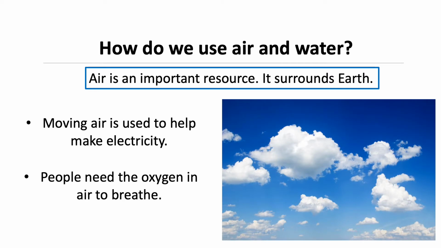How do we use air and water? Air is an important resource. Air surrounds Earth. Moving air brings clouds from which rain or snow falls. Moving air is used to help make electricity. People need the oxygen in air to breathe.